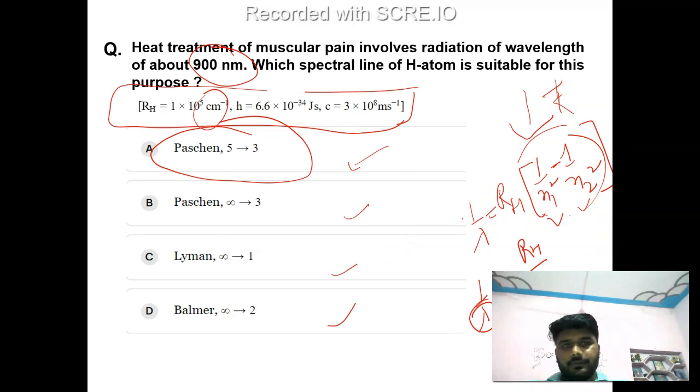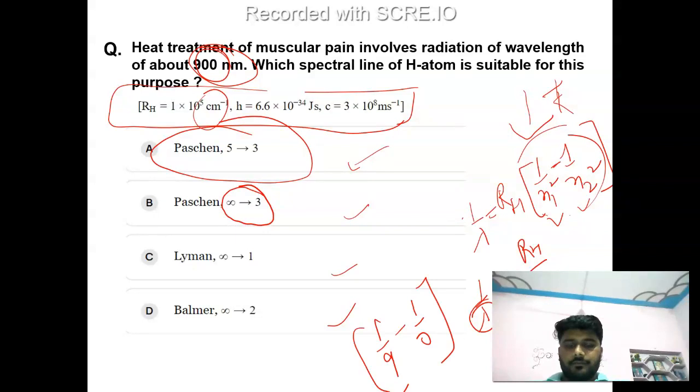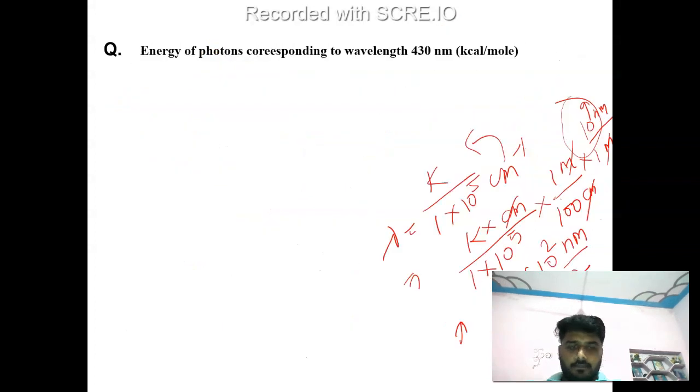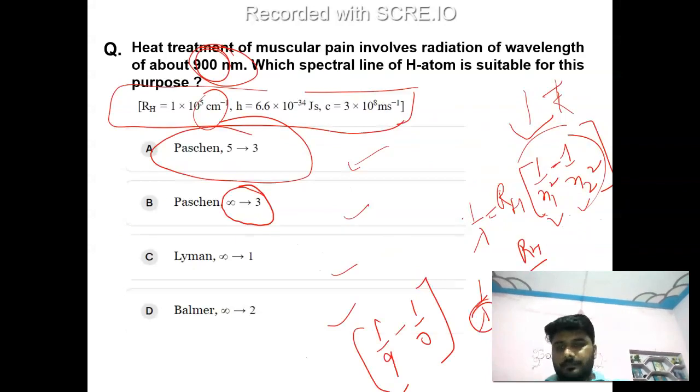And I have to find the suitable radiation corresponding to this wavelength, that is 900 nanometer. If I take this option, 1 upon n1 square will be 1 upon 9, and for infinity it will be 0. So I will be inverting it and I will be getting this 9 value. So this radiation will be suitable for this purpose. Have you got it?